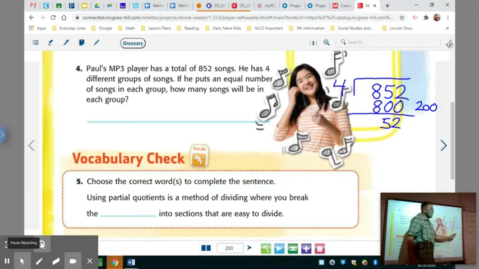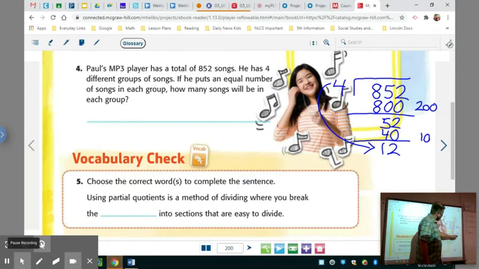So 4 doesn't go into 5, so we're going to have to change it to what now? 40. Let's do 40. How many times will 4 go into 40? 10 times. Subtract that, you're going to get 12. How many times will 4 go into 12? 3 times. So add those together, what do you get? 213. Good job, Ray. You the man.